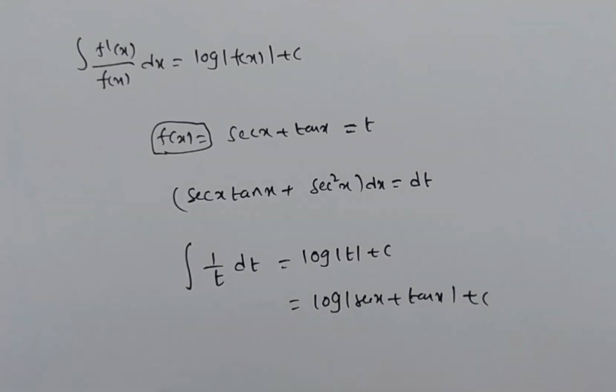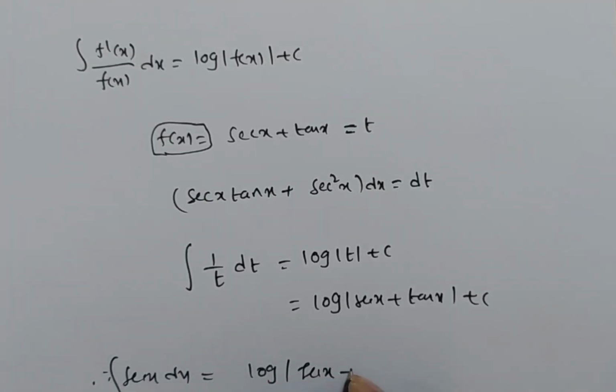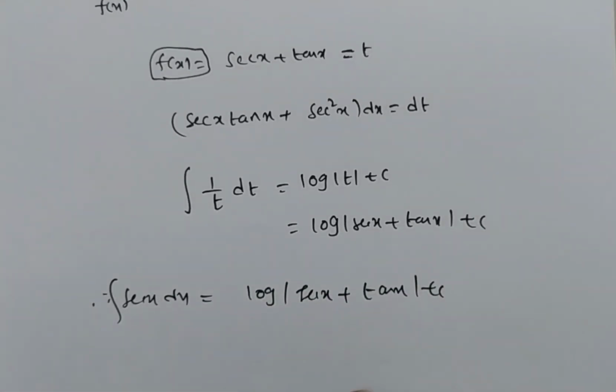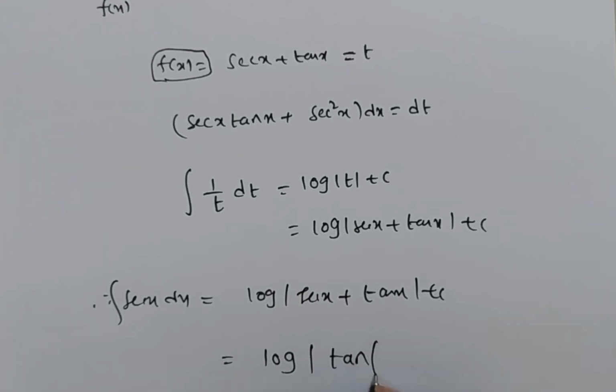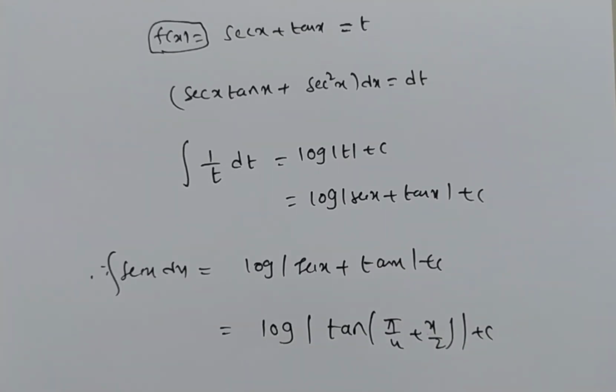So what you can say now? The secant x integration is log of mod of secant x plus tan x plus c. Friends, this one you can also say in this form, in the function of tan of pi by 4 plus x by 2. You can write like this also. Okay, you have two formulas. Integral of secant x dx is log of secant x plus tan x, or log of tan of pi by 4 plus x by 2 plus c.